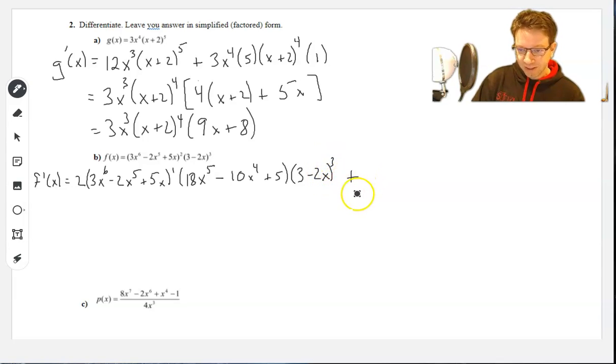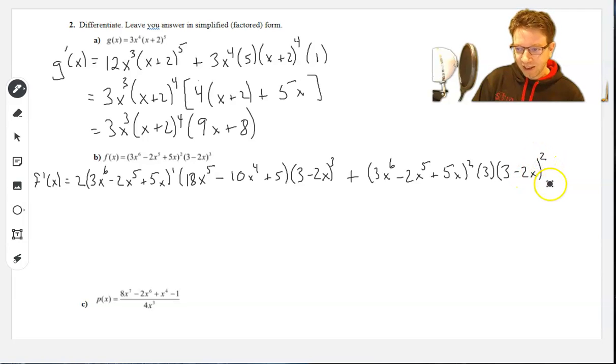Okay, plus, so the other part of our product rule, we leave the first one as it is. So 3x to the power of 6 minus 2x to the power of 5 plus 5x all squared. And now we're going to find the derivative of the second bracket, which is going to be a chain rule. So take 3 out in front, so multiply by 3, times by the bracket, 3 minus 2x, subtract 1 from the exponent, and then multiply by the derivative inside the bracket, which in this case is minus 2.